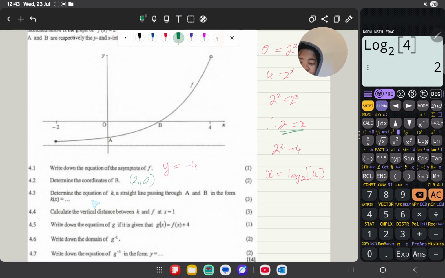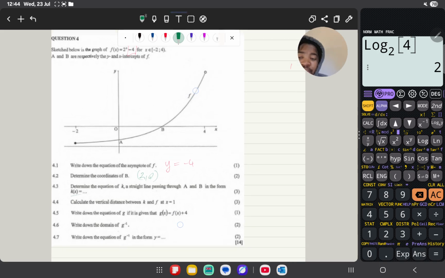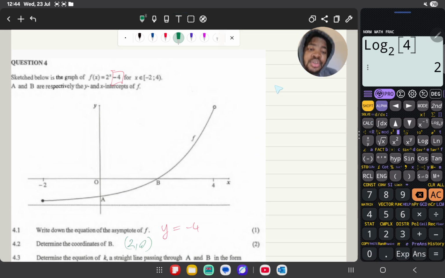They say determine the equation of k. So k is a straight line passing through A and B, right? So the function is k of x, and they say determine the equation of that function. So now I will ask you another question. What is a? We have to find the coordinates of a, right? So a is the y-intercept where x equals 0.